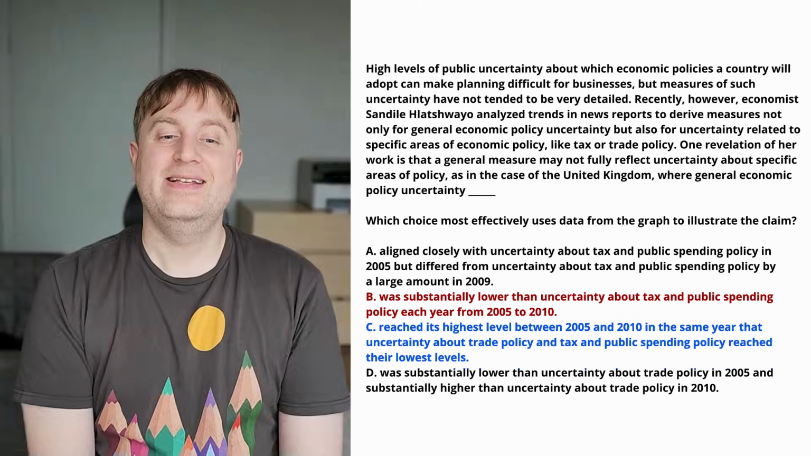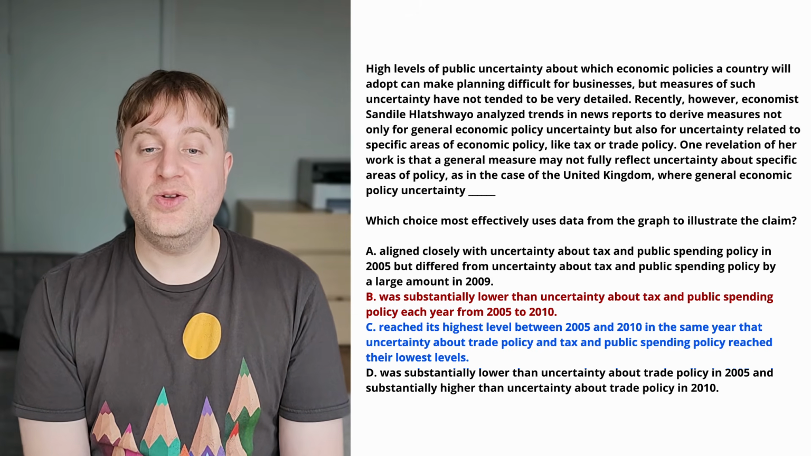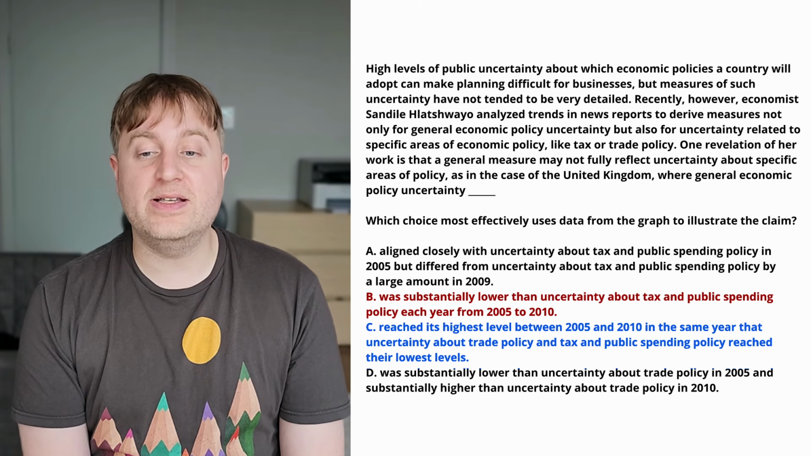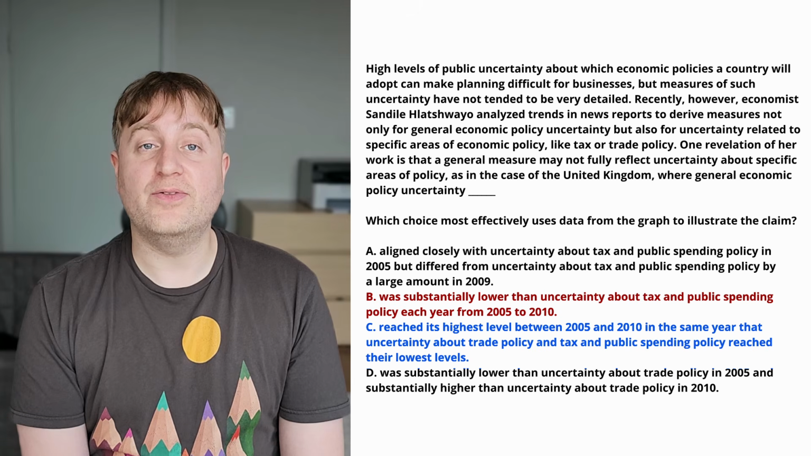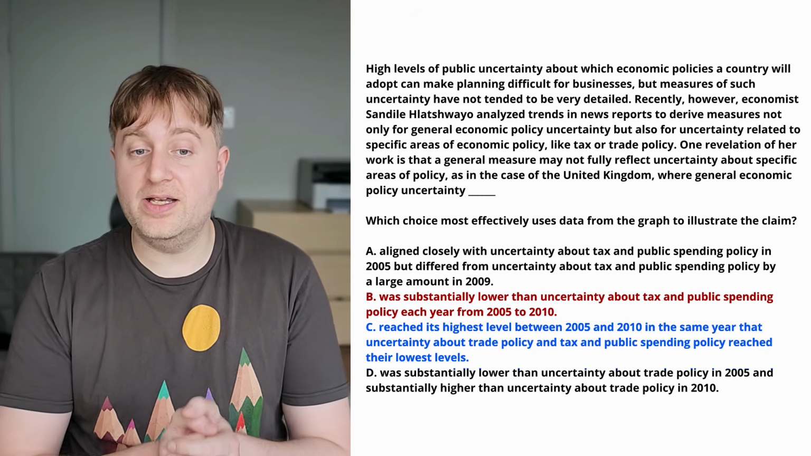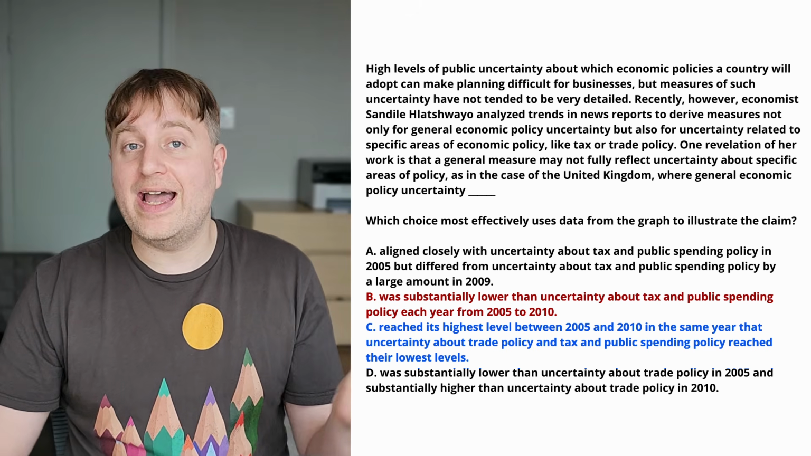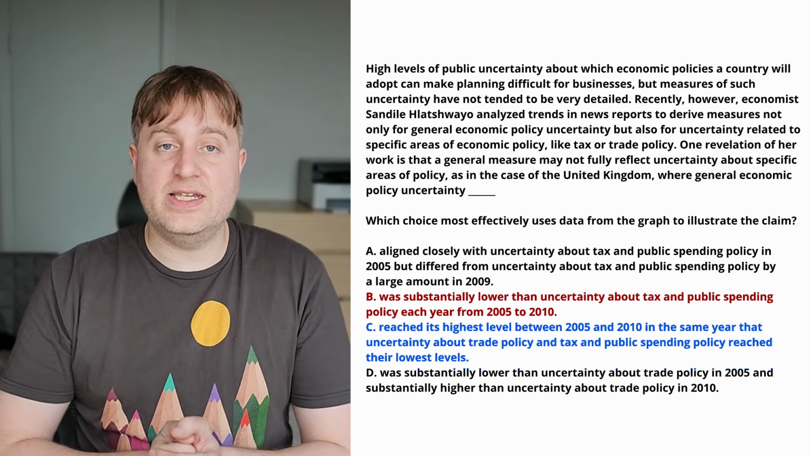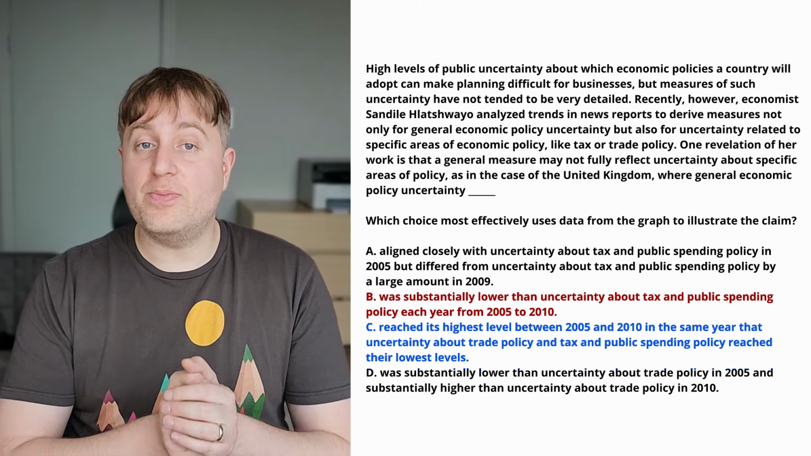C. Reached its highest level between 2005 and 2010 in the same year that uncertainty about trade policy and tax and public spending policy reached their lowest levels. Now again, this one might seem like it could be the answer because it suggests that general policy uncertainty is reaching its highest level at a time when uncertainty about specific types of policy is reaching its lowest, which does imply a difference, just as we predicted.